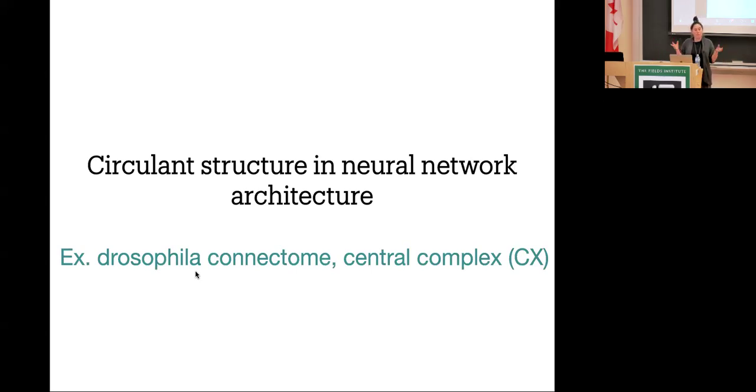This is looking specifically for circulant structure in neural network architecture. I think someone earlier, probably Chad, said that if you know what you're looking for, great, but often we don't. Here, I know what I'm looking for: I want to find circulant structure. I'm going to be looking at the Drosophila connectome, in particular the central complex, which is the part of the Drosophila, or fruit fly, brain that is involved in navigation. Like Chad motivated earlier, there are lots of circles to possibly be found.